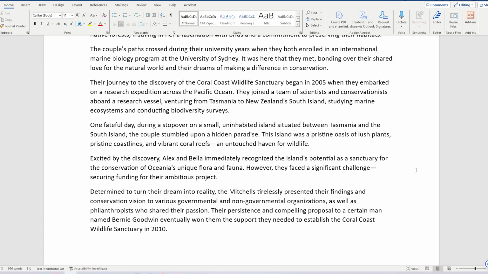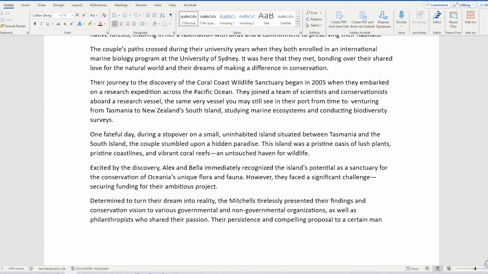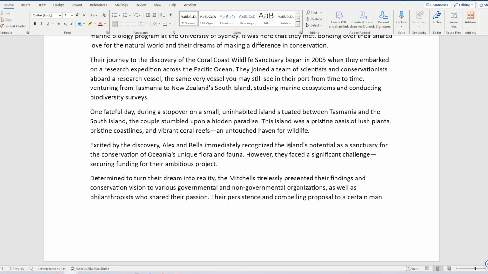But that very vessel pulled them into Coral Cove, and they just found this beautiful paradise on this island. And they had an idea and they thought they want to save this paradise for the world to see and to take care of Oceania's beautiful nature. So they immediately got to work thinking about how they could start a conservation project here on this island, but they did have a big challenge. They needed funding for their project.